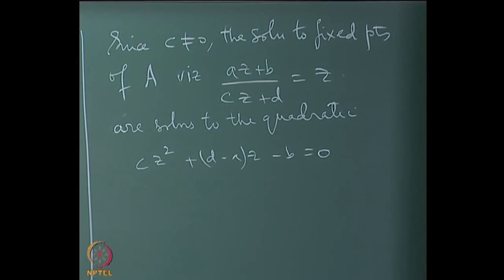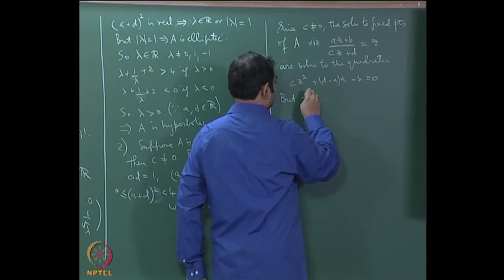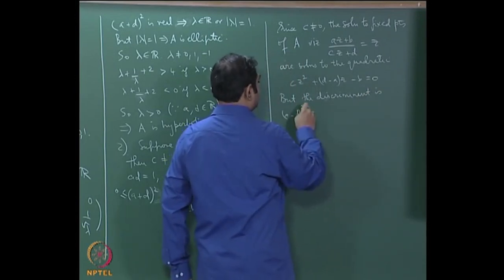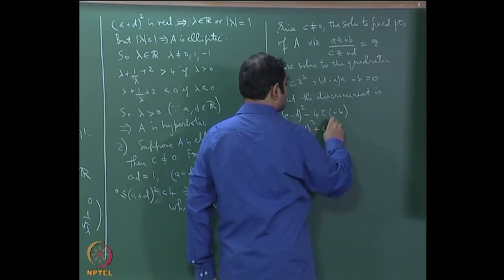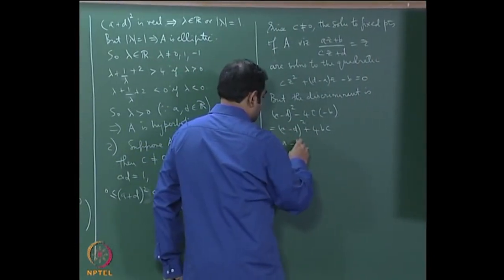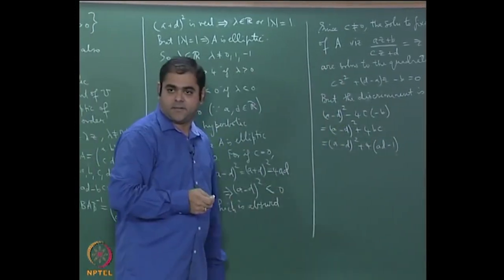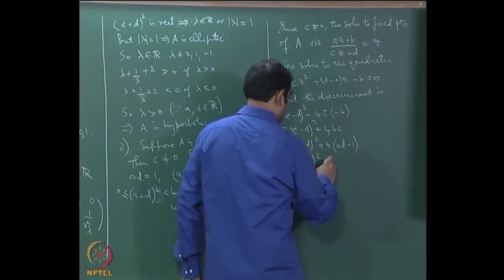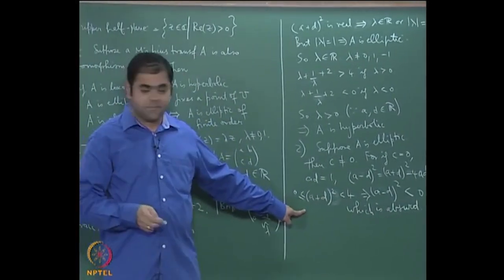But again, the discriminant is (A minus D) the whole squared minus 4 into C into minus B, which is (A minus D) the whole squared plus 4BC. But you see AD minus BC is equal to 1, so I can use that, so I will get (A minus D) the whole squared plus 4 into (AD minus 1), and this is going to be (A plus D) the whole squared minus 4. But (A plus D) the whole squared minus 4 is negative, because it is elliptic.